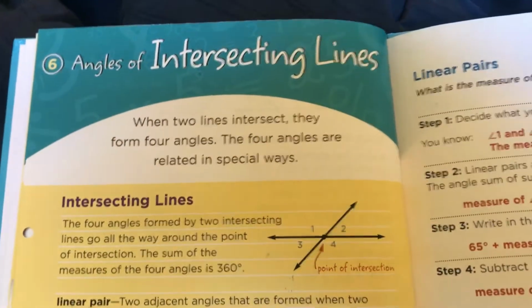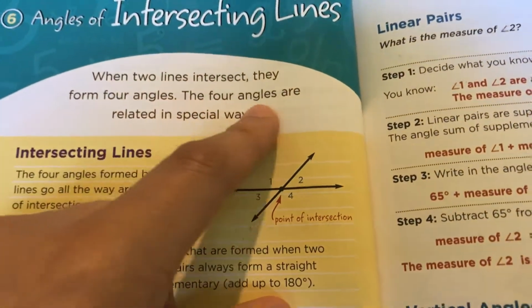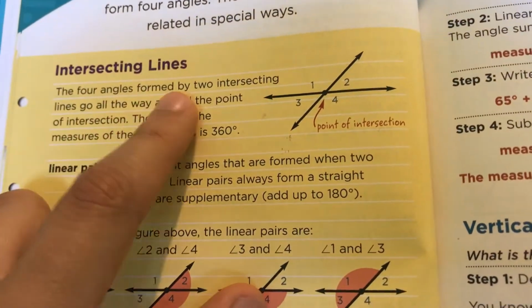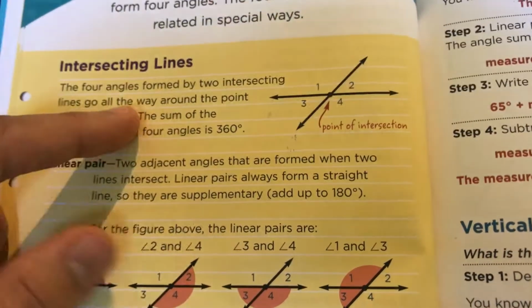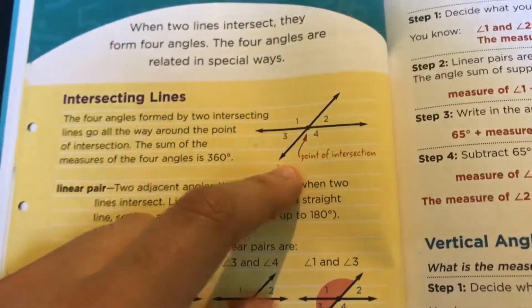So, chapter 6, angles of intersecting lines. When two lines intersect, they form four angles. The four angles are related in special ways. The four angles formed by two intersecting lines go all the way around the point of intersection. The sum of the measures of the four angles is 360.